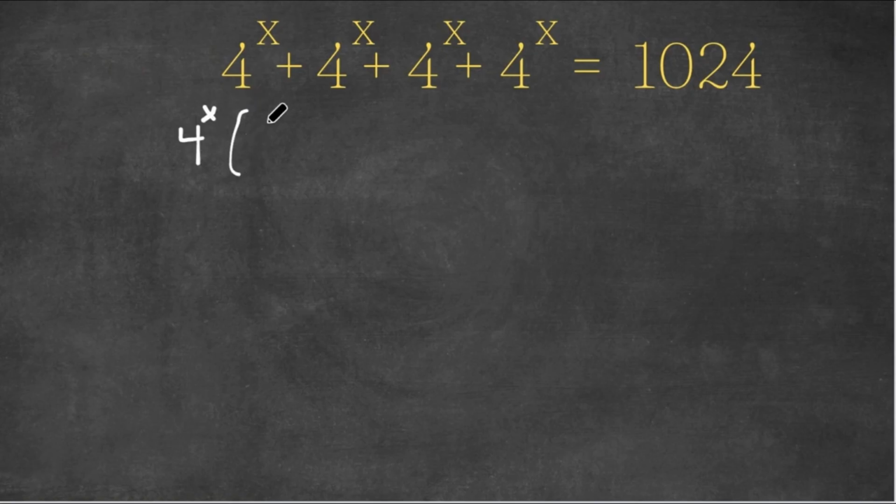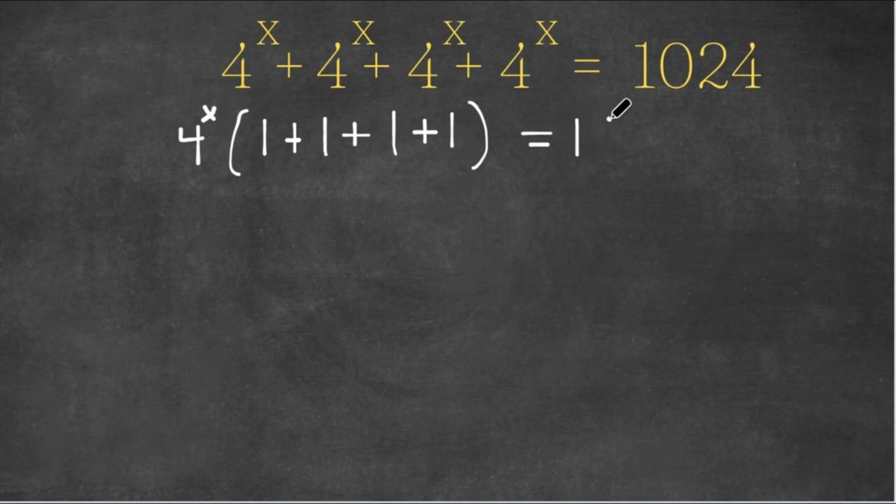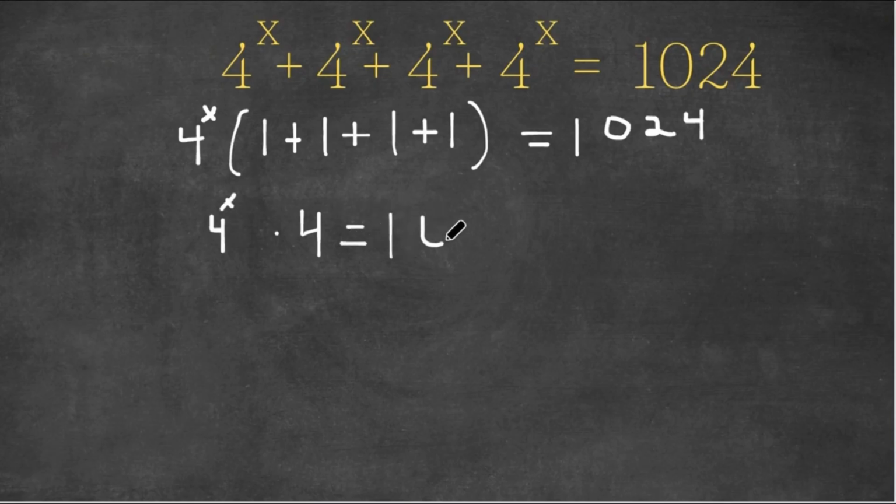4 to the power of x divided by 4 to the power of x is 1. And I'm going to do the same thing with the rest of the terms. So now we have 4 to the power of x times 1 plus 1 plus 1 plus 1, and this is equal to 1024. Now 1 plus 1 plus 1 plus 1 is 4, and I'm still multiplying this with 4 to the power of x. And this equals 1024.